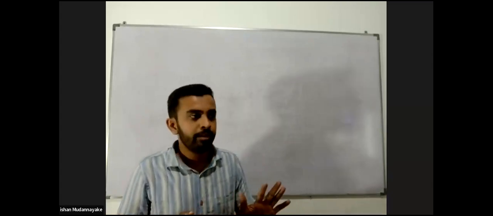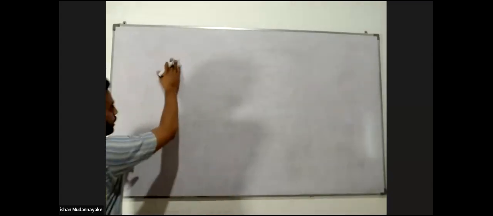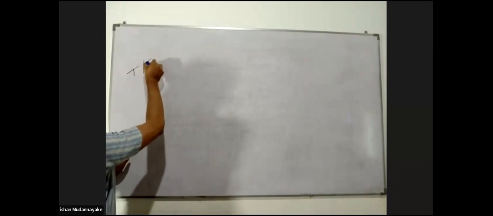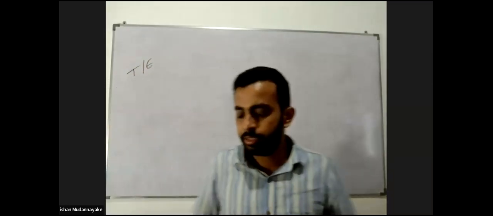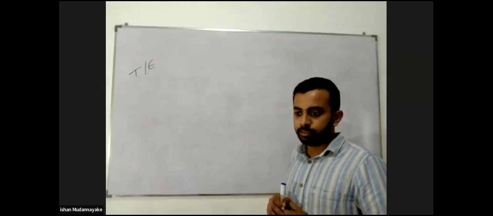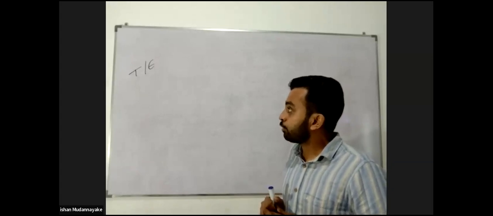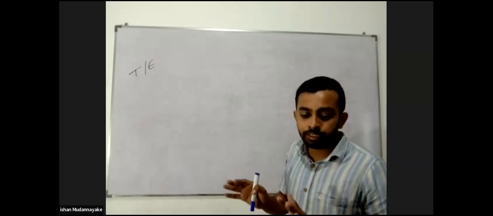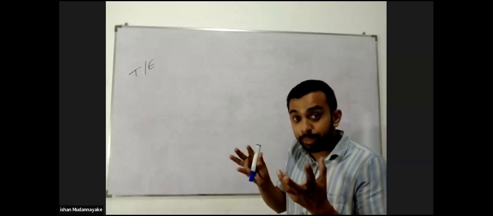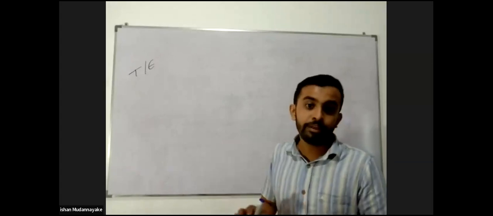Now let me explain the accounting process in a business. The accounting process starts with transactions and events, which we already discussed. Out of these transactions and events, those which can be measured in terms of money, we record in financial statements.